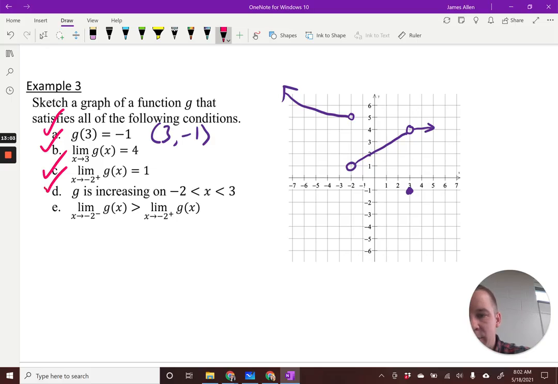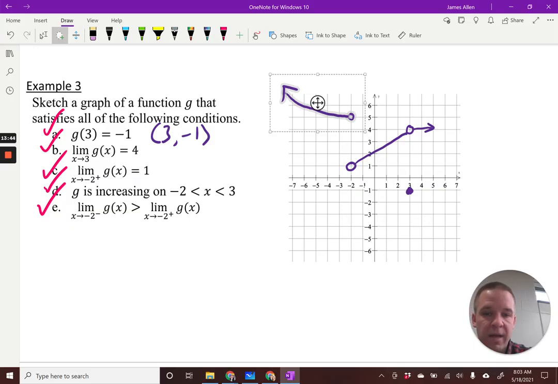And lastly, but not leastly, the limit of g of x as x approaches -2 from the left is larger than the limit of g of x as x approaches -2 from the right. Boom. It's 5 from the left. It's 1 from the right. We are good to go. And one thing to note is that this, there we go. That's what I want. This guy could have been anywhere along here as long as it is above 1 where it ends there.